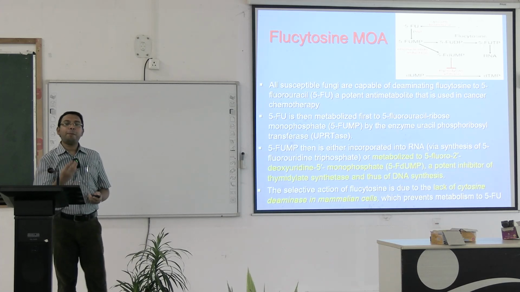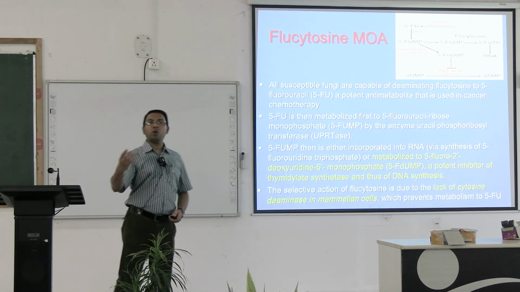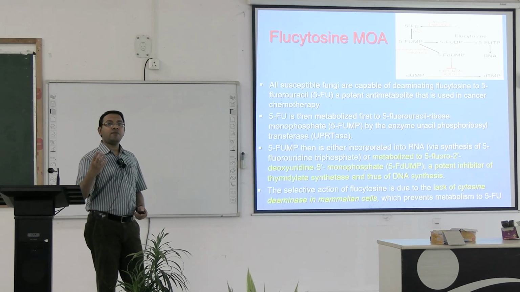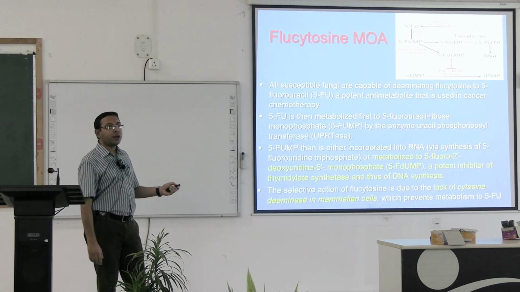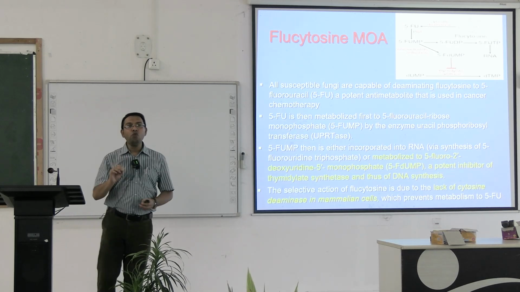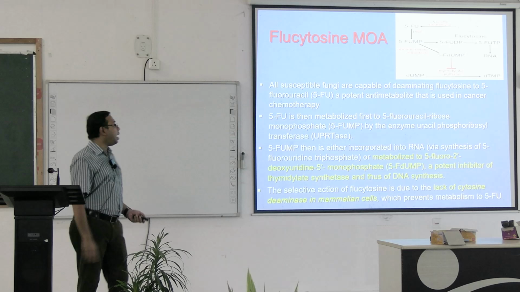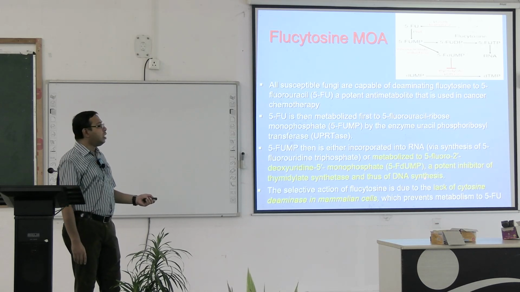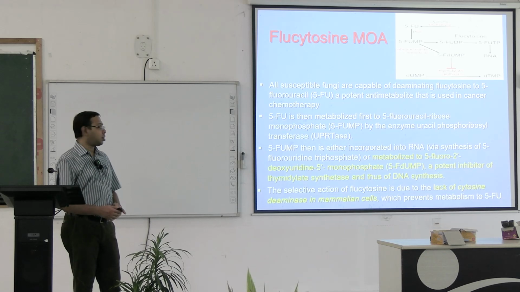Thymidine is a part of the DNA. Thymidine is a part of the nucleus that is needed for fungal growth and development. So ultimately fungal development will be blocked because flucytosine is converted to 5-fluorouracil. This 5-fluorouracil is cytotoxic, and ultimately causes inhibition of thymidylate synthase and of DNA synthesis.